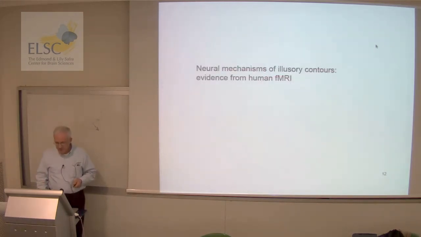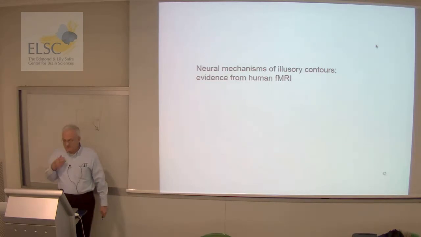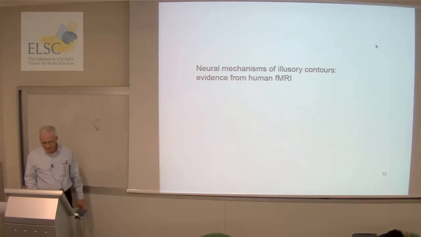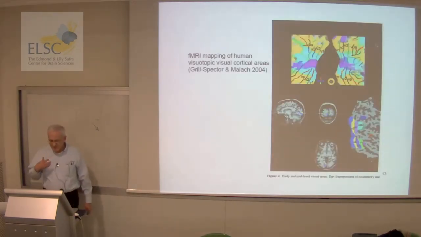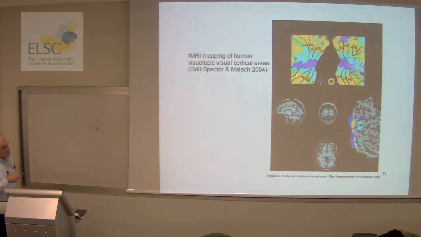Okay. So a lot of the way that these ideas have been tested is with work with humans using human fMRI experiments on illusory contours. And a lot of the action takes place in the early visual areas. And we were looking for early visual cortex involvement. So let's look at the fMRI evidence about it. This is an older review by Grill-Spector and Malik talking about the mappable visual areas.